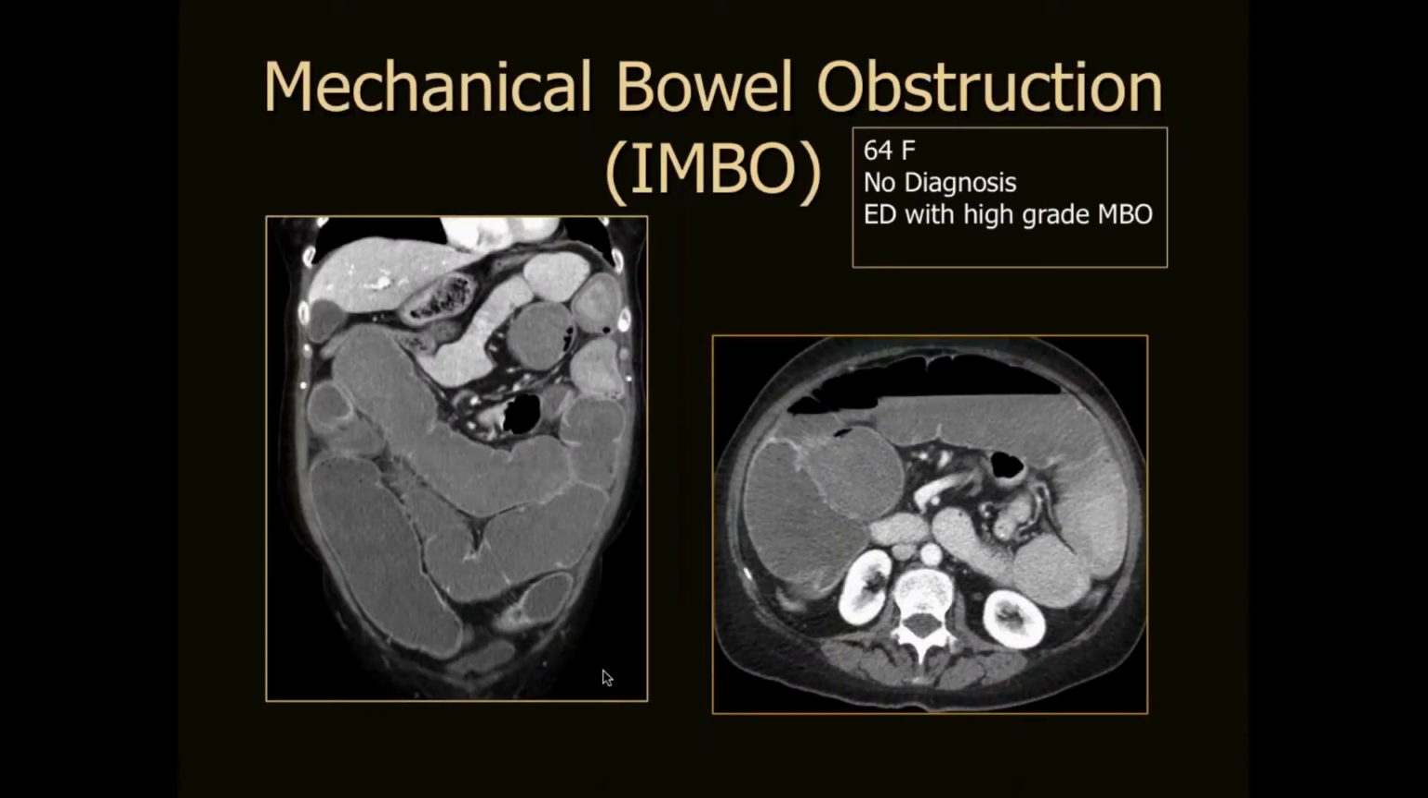So what about correlation of what we see on ultrasound with what we see on CT scan? Well, here's a patient who presents, a 64-year-old female with no diagnosis of Crohn's disease, and she presents to the emergency department in the middle of the night, of course, with a high-grade mechanical bowel obstruction. So when we're looking at the CT scan, similar to what I've already described in the ultrasound scan, we can see immediately that there is increased caliber and increased fluid content in those loops of the proximal small bowel.